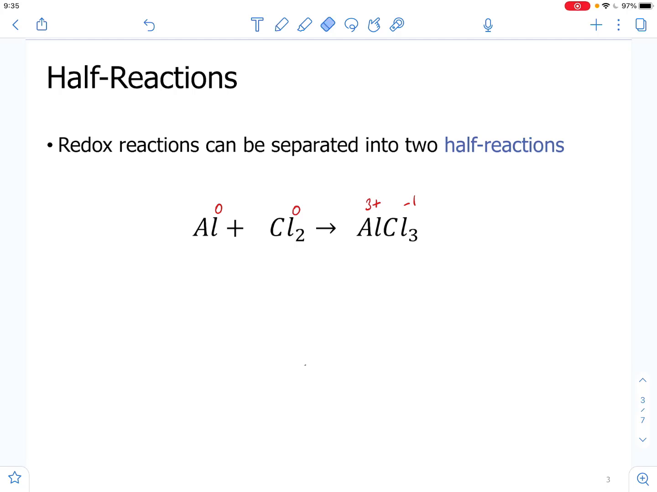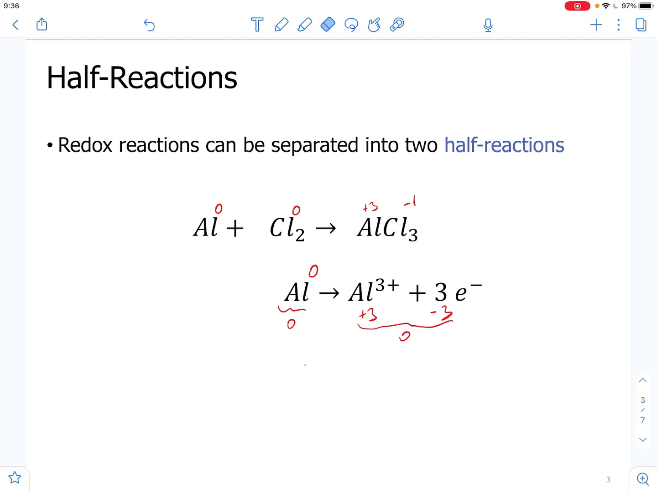So let me rewrite this and put it as +3. Okay, so we can describe these half reactions as aluminum going to aluminum 3+. In order for aluminum to go from 0 to 3+, it has to lose 3 electrons. So think in terms of the charge. Here you have +3, here you have -3. These combined give you a 0, which is what you have on the reactant side.